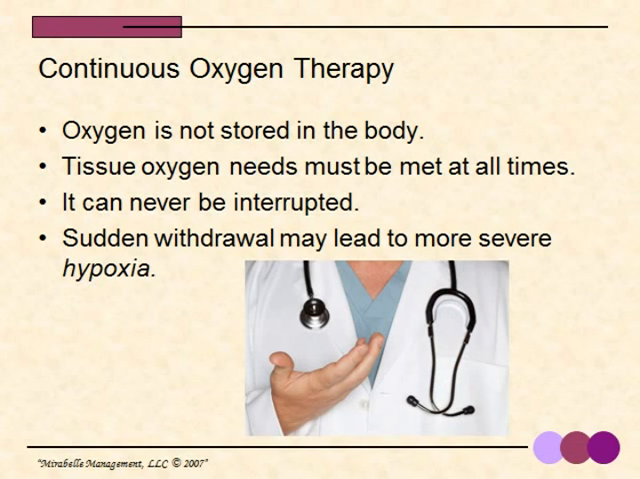Because oxygen is not stored in the body, it must be administered continuously when acute hypoxia is present. The tissue oxygen needs must be met at all times. Oxygen administration is never interrupted. Sudden withdrawal of oxygen may lead to more severe hypoxia and result in serious, possibly life-threatening cardiovascular and cerebral hypoxic effects. Simply said, it may severely reduce oxygen flow to the heart and the brain.